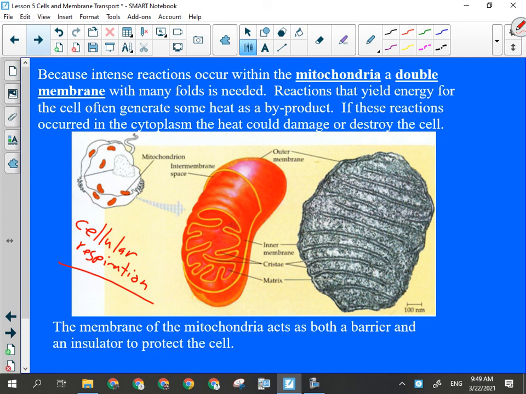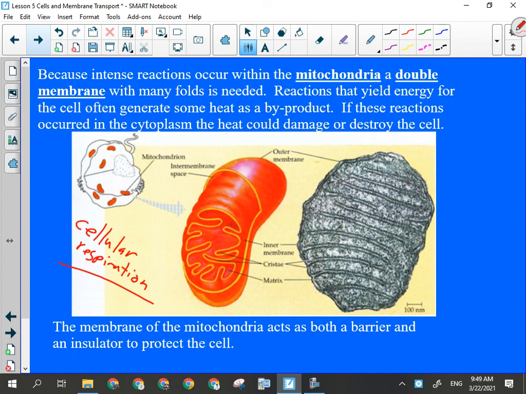Now the mitochondria's got that double membrane. There's an outer membrane and then there's this folded inner membrane. The folds increase the surface area available for cellular respiration. So the more folds it has, the more cellular respiration it can carry out. But the double membrane creates a gap called an intermembrane space between the two layers, very much like how a thermos is designed.